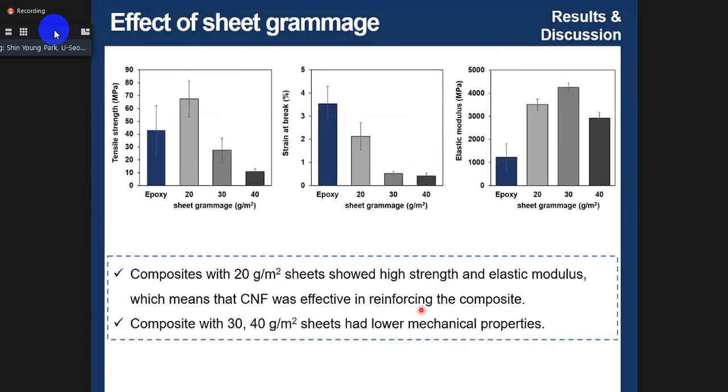And this graph shows the tensile strength, strain at break, and elastic modulus of the composites. The composite with the 20 GSM sheet showed increased tensile strength and modulus compared to neat epoxy, which indicated that CNF was effective for reinforcing the composite. On the contrary, sheets with 30 or 40 GSM could not improve the mechanical strength of the composite. Rather, the composites prepared with those sheets had lower tensile strength than neat epoxy. Thus, it was concluded that a CNF sheet with lower grammage was more beneficial to produce a CNF epoxy composite with high transparency and improved mechanical strength.